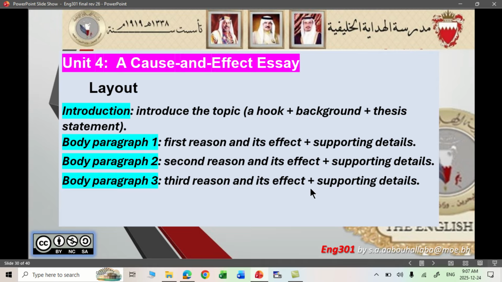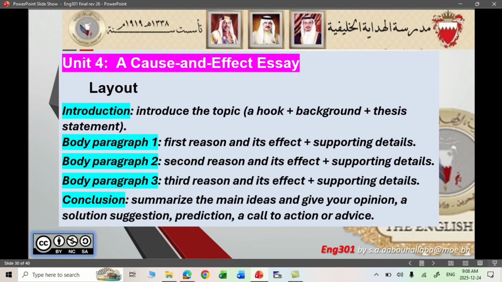It's no problem. If you want to make it like that, it is okay. But it would be clearer if you follow that pattern. One reason and its effects. So they are very near to each other and they are connected to each other, you know. The second reason and the effect, the third reason and effect. But still, if you prefer to write all the reasons in one paragraph and all the effects in the other, it is accepted, no problem.